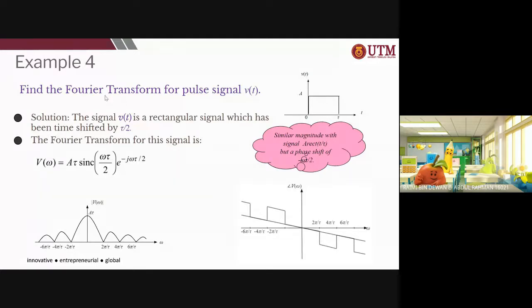Okay, so the signal v(t) is a regular signal which has been shifted by tau over 2. The initial one has tau over 2 on the right and tau over 2 on the left, which is the negative region. So now it is shifted all to the positive region by tau over 2. So the Fourier transform for the signal is A tau sinc of omega tau over 2, with this e^(-j omega tau over 2), because this is the shifting that has been applied to your time signal, then we change it to the frequency domain.